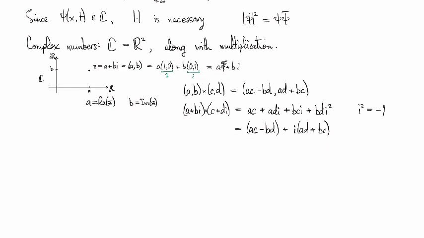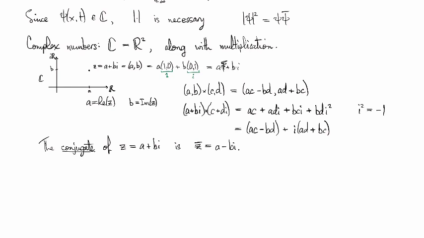So the only other thing we need to know is what the conjugate is. So the conjugate, or complex conjugate, of some number z with real parts a and b is, so it's denoted by z bar, and it's defined to be a minus ib. So in other words, you just negate the imaginary component.